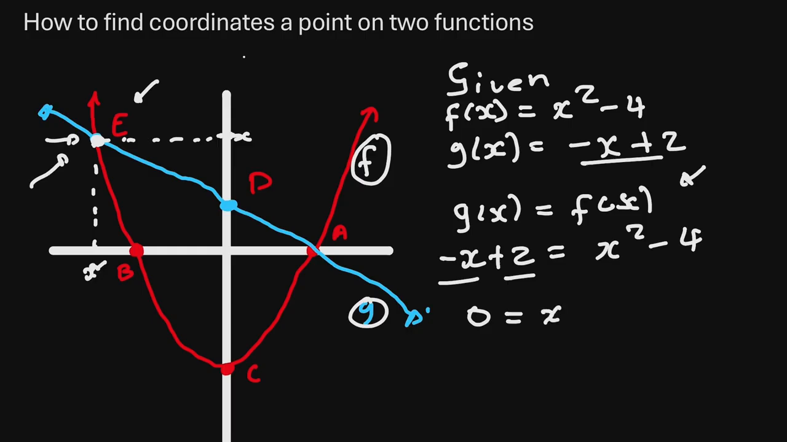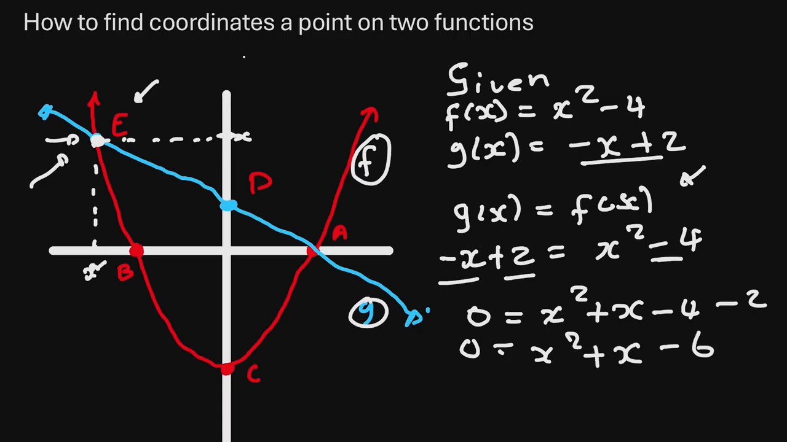So you're going to have x squared, but when the negative x comes to the other side, it's going to be positive x. And the negative 4 is still on that side. The 2 will come to that side, and when it does, it's going to be negative 2 because it is transposed. So if we work this out, we have x squared plus x minus 6.